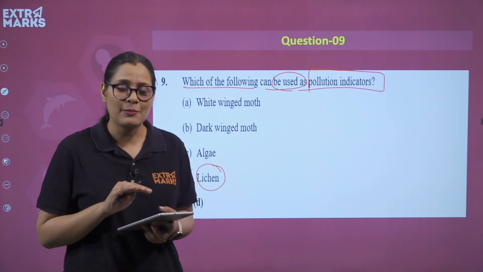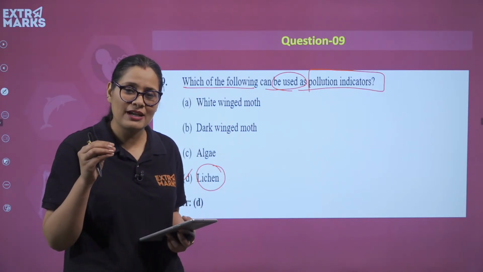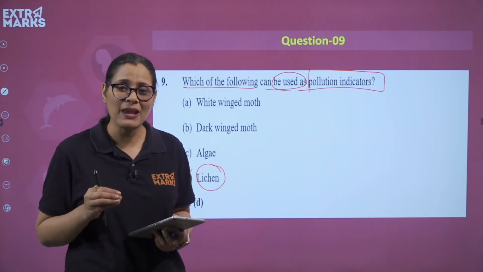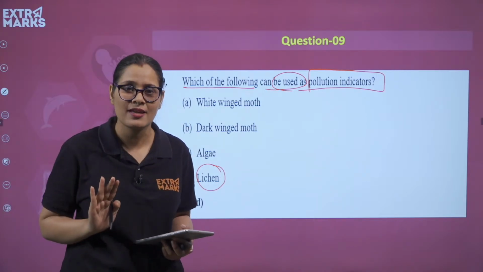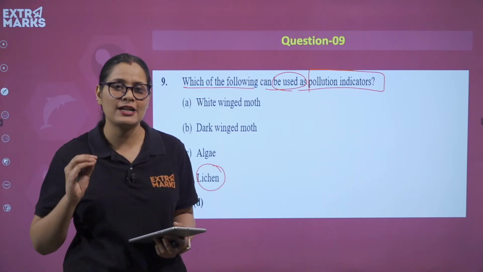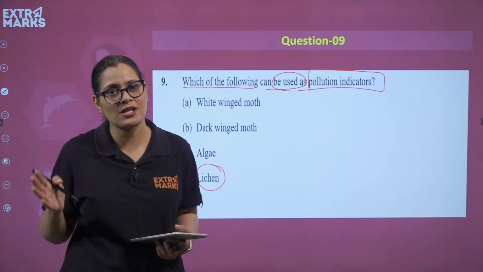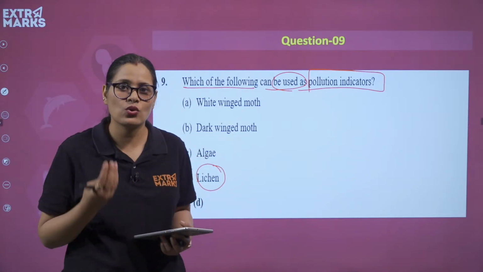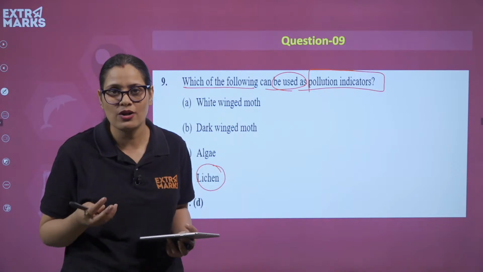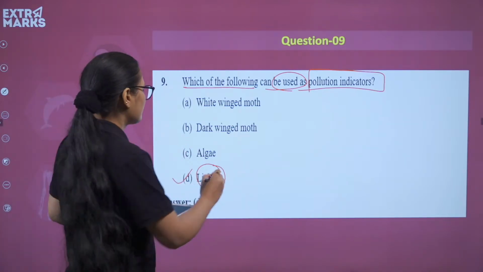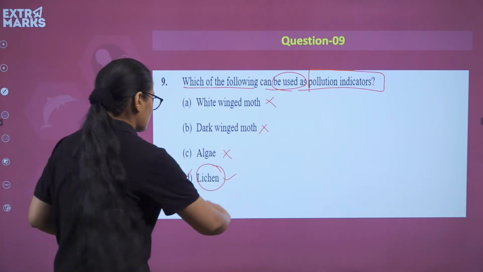It becomes completely eradicated from the trunks of the trees, leading to predators picking the black moths. Pre-industrialization, lichens covered the tree trunks, because of which they were almost white, and white moths camouflaged with the background and predators picked the melanic forms. Post-industrialization, as lichens were not there, the black melanic moths got camouflaged with the background, and the predators, which are birds, picked the white moths. So lichens are the pollution indicators, not algae, dark winged moth or white winged moth. So the answer is option D.